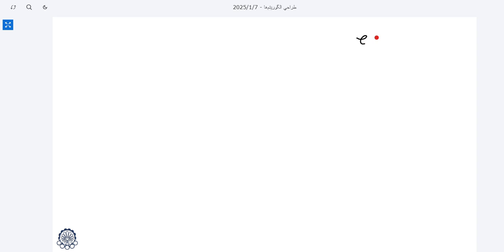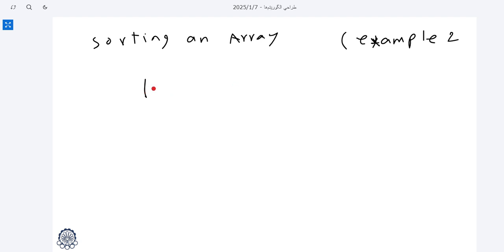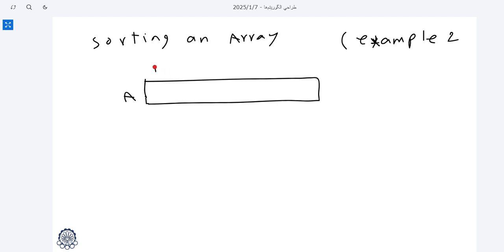Example 2, sorting an array. We have an array of n numbers, and we are going to sort the numbers in an increasing order.